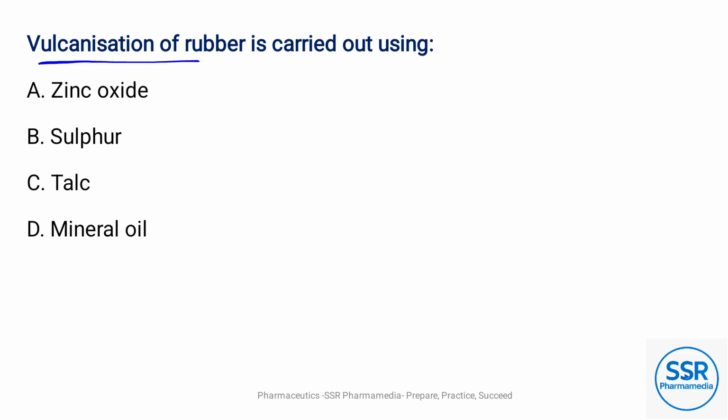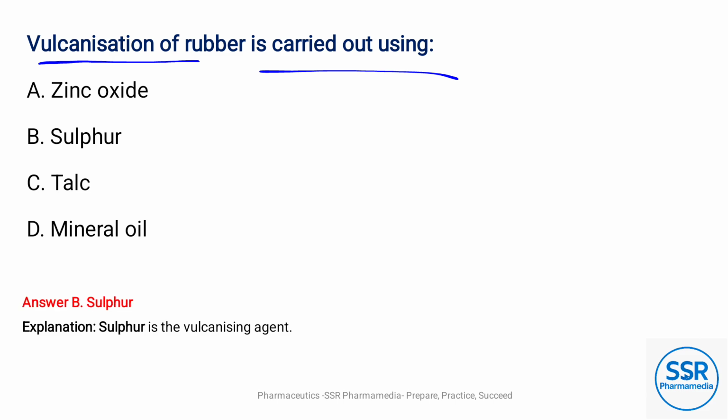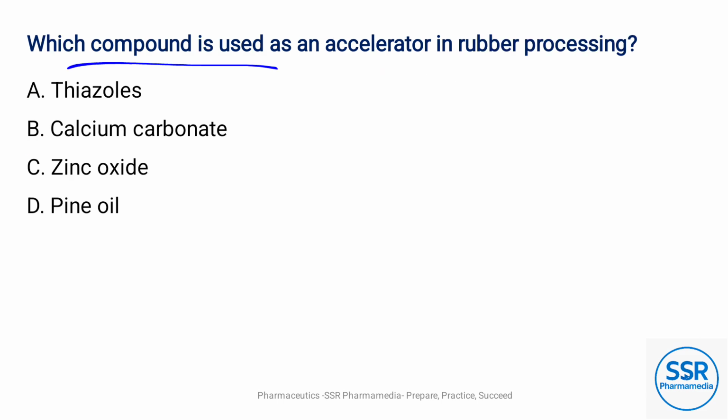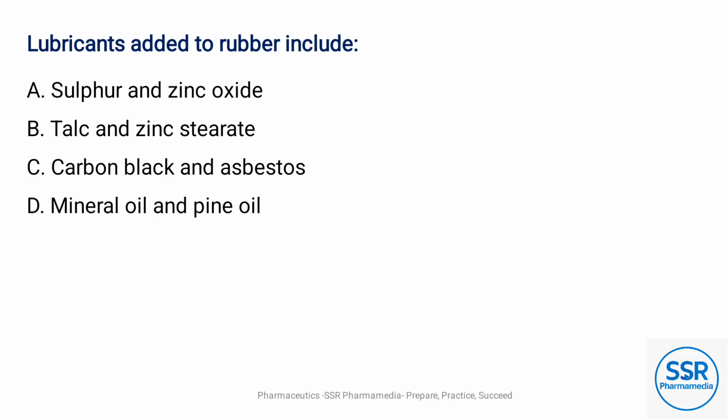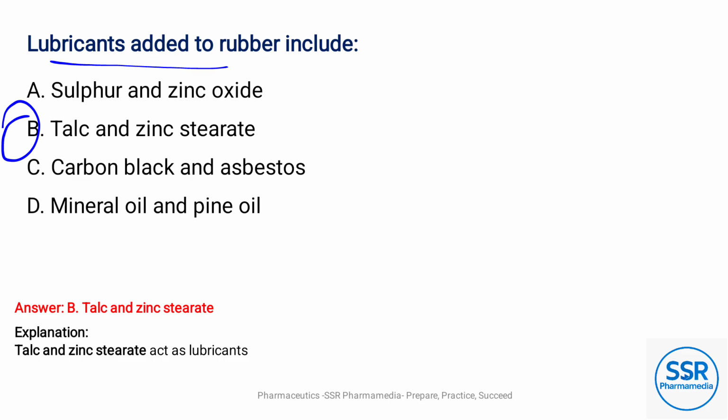Vulcanization of rubber is carried out using option B, sulfur. Sulfur is the vulcanizing agent. Which compound is used as an accelerator in rubber processing? Option A, thiazoles. Thiazoles speed up the vulcanization process. Lubricants added to rubber include, option B, talc and zinc stearate.